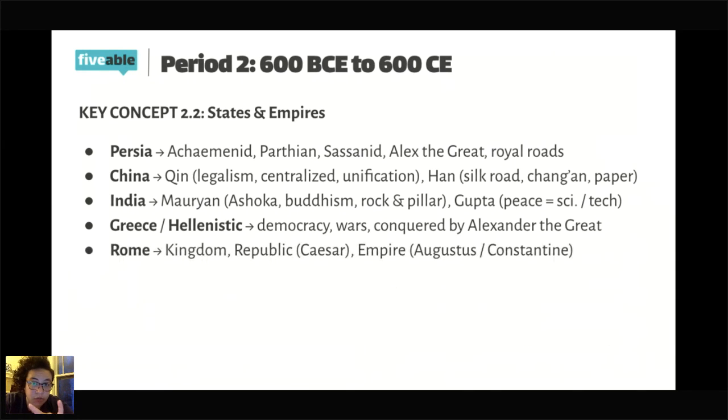So one thing to remember is that there are 3 chunks of Roman history. There's the kingdom, which was the earliest amount of time. Then there was the republic, which Julius Caesar would be connected to. The republic ends when Julius Caesar dies. And then you have the empire. So this is with Augustus and Constantine.